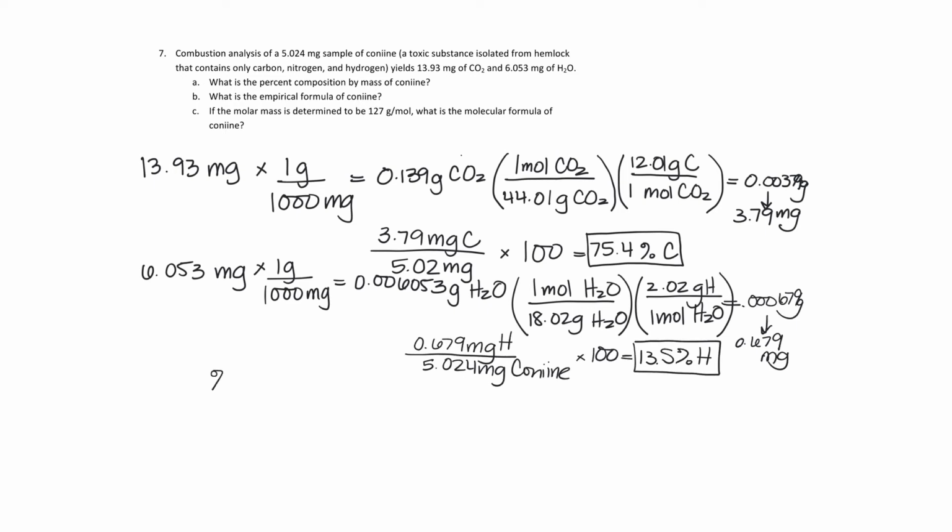Because the question states that conine only contains carbon, hydrogen, and nitrogen, we know that the percentage left over belongs to nitrogen, which is 11.1%.